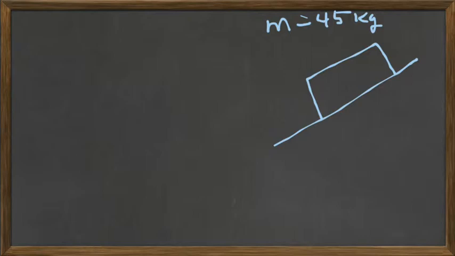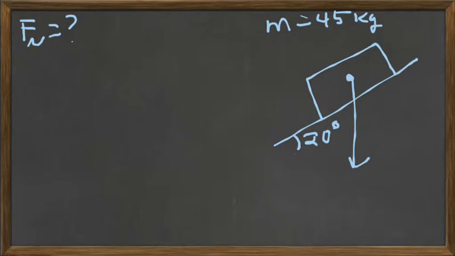The first thing we might want to know or be asked is, what is the normal force? What's the normal force acting on this box? Well, I would be given the mass of the object, and I would also be given the angle of the incline. Let's say it's 20 degrees. In order to find the normal force, is it going to be related to the object's weight? Yes, it will, but in a slightly interesting way.